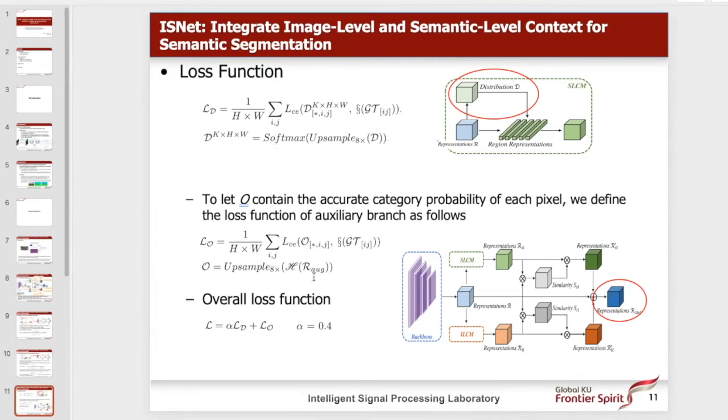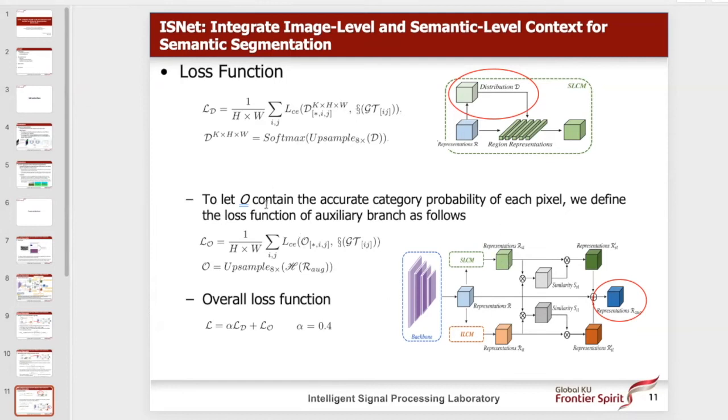The total loss function is the combination of LD and LO. For the first, LD, it is calculated on the distribution D. It is the common cross entropy loss. We first do the upsampling on the distribution D because the size of D is smaller than the original input, and then we calculate the cross entropy loss.